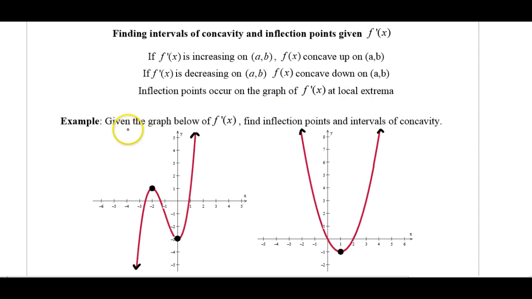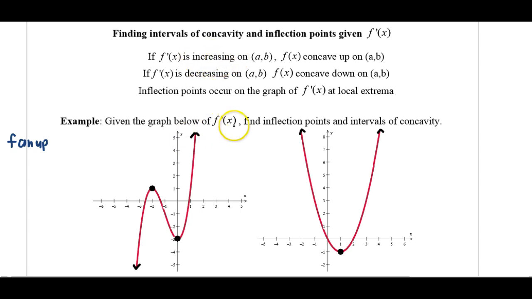So let's take a look at these examples. We're given the graph below of f prime of x. We want to find inflection points and intervals of concavity for each. So the graphs do go on forever, and what I've marked here are specifically the local maxes and local mins. So we're going to look at this left graph first, and what we're going to do is find intervals where f is concave up. So what we're interested in is where f prime is increasing.